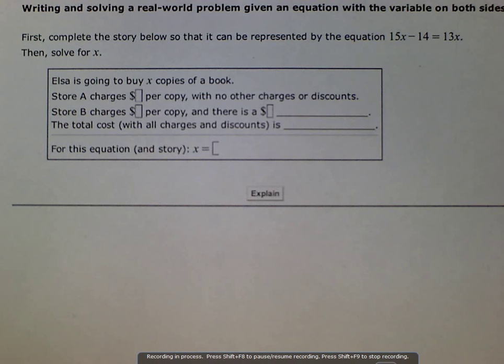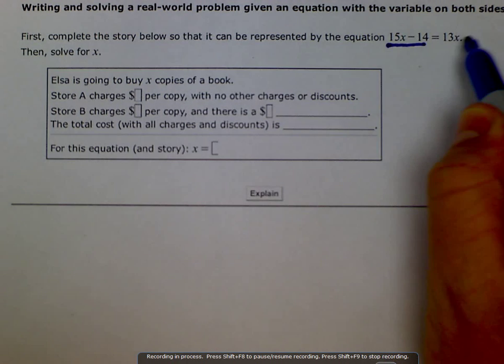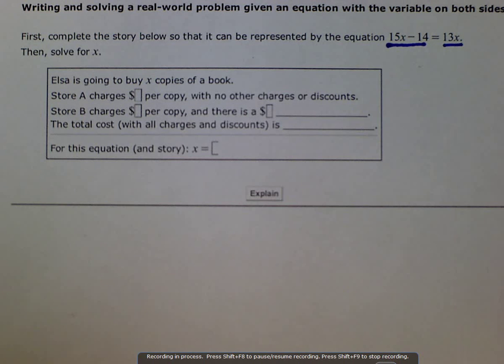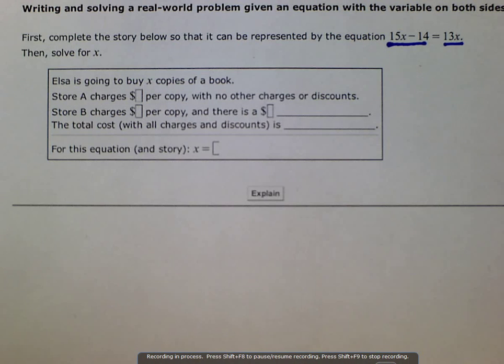First, complete the story below so that it can be represented by the equation 15x minus 14 is equal to 13x. So we have two expressions here, 15x minus 14, and then we have this term 13x, which is part of an expression, and it says then solve for x. And then we have this story here.